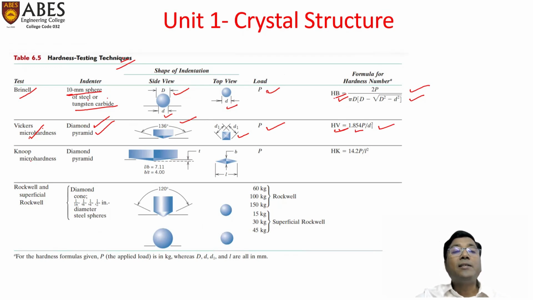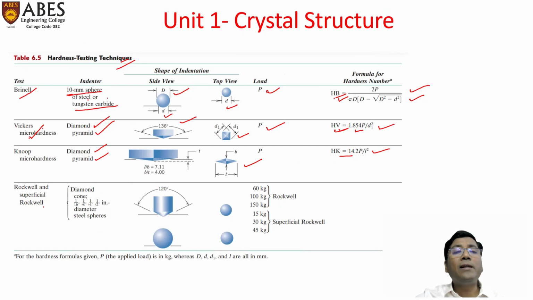Similarly, there is a hardness testing technique called the Knoop micro hardness testing technique. Here also the indenter is diamond, with a pyramid shape, and we can calculate Knoop hardness on the Knoop scale, which equals 14.2 into P upon L square, where these are the dimensions.